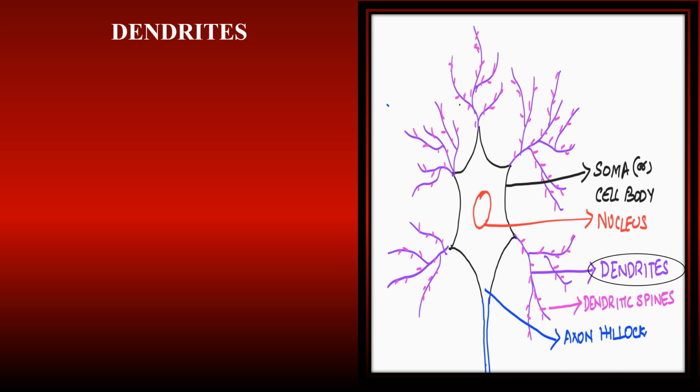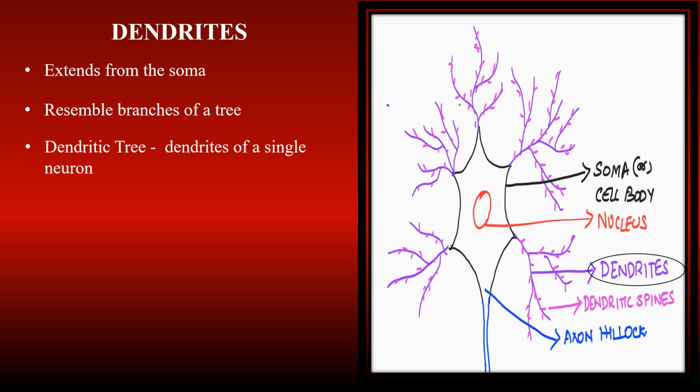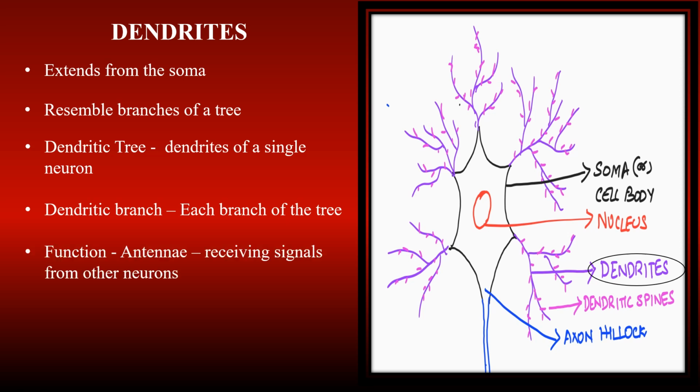The last and final main part of a neuron are the dendrites. Dendrites are the projections that extend from the soma and resemble the branches of a tree. The dendrites of a single neuron are collectively called the dendritic tree, and each branch of the tree is called a dendritic branch. Dendrites are like the antennae and receive signals or information from other neurons. So, they are covered with thousands of synapses.